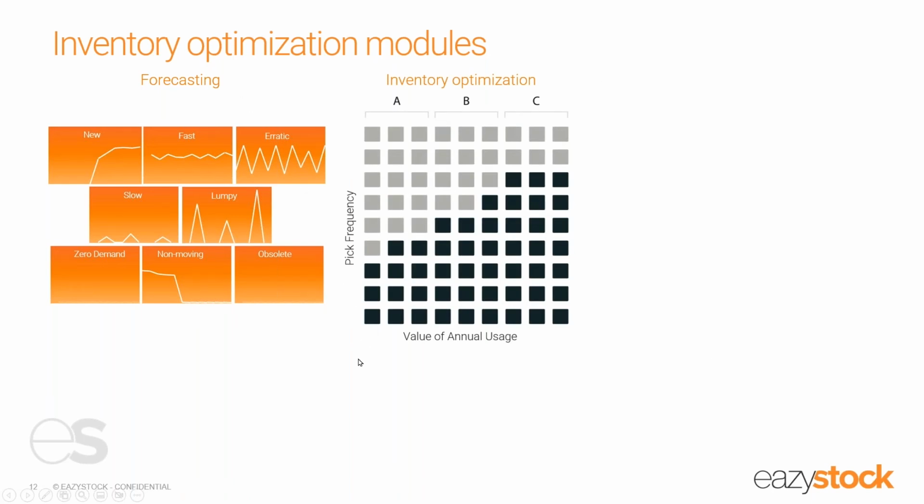From there, it'll move on to the optimization piece. This is what we call our inventory policy matrix. And really, this is the main driver behind the optimization piece, helping you decide things that you should stock or not stock. How often should we order it? What quantity should we be ordering in? How much should we be keeping on hand? Things like that.